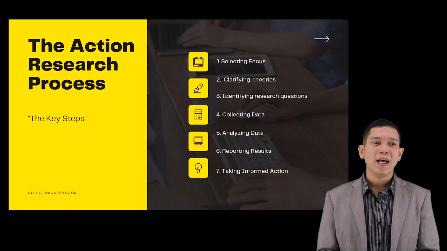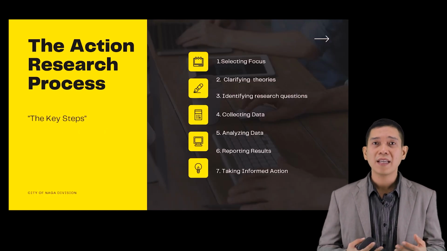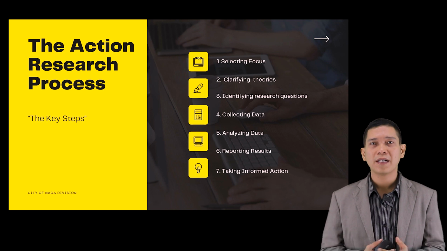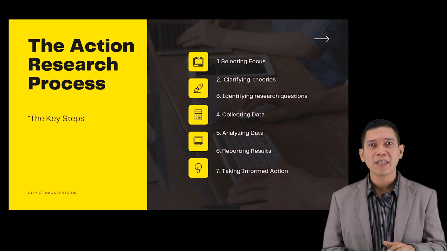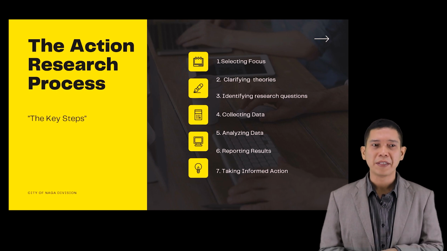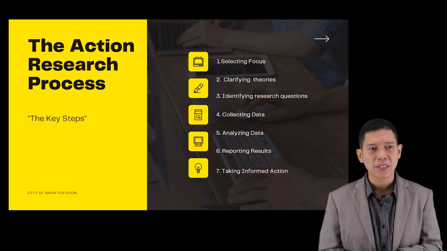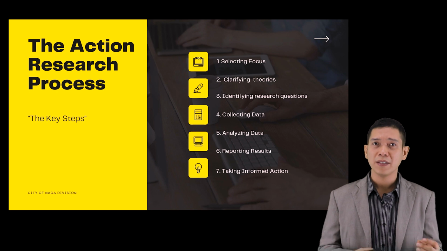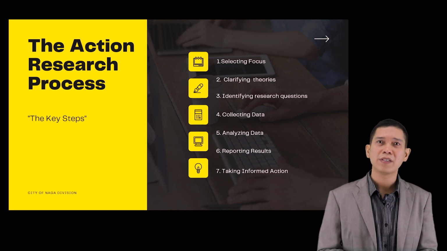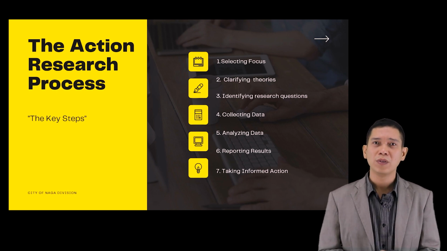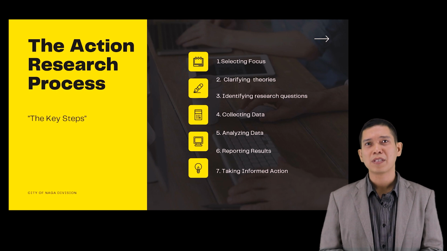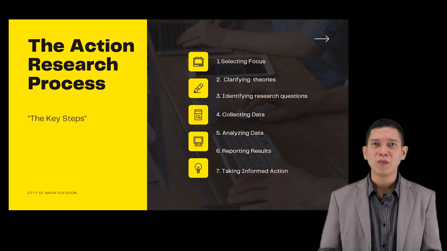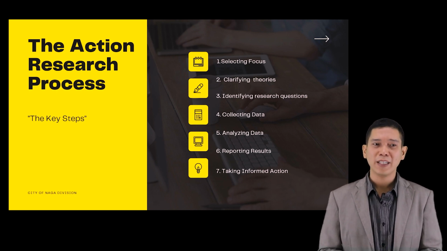Alright, so action research process follows 7 steps. So these steps are very important. So at this point, we will just read through all the 7 steps and we will discuss them one by one. So the first step is selecting focus. This is followed by clarifying the theories. You need to find the theories that govern that focus that you wanted to study. And then after doing all those things, you need to start identifying the research problems. The research problems will help you solve the inquiry that you're currently doing.